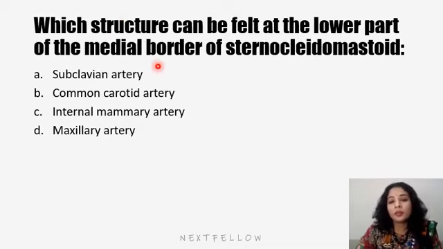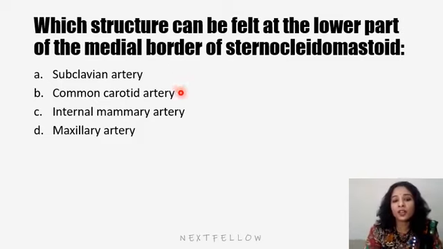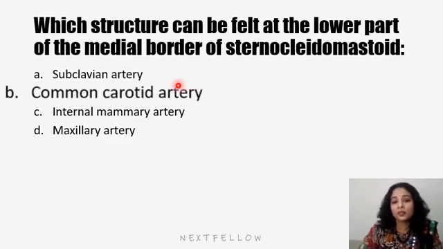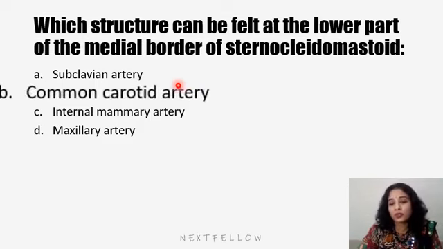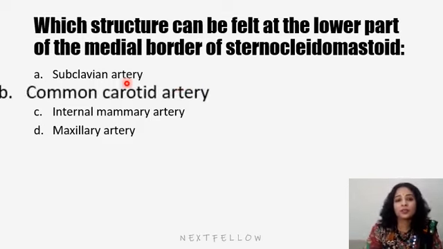Which structure can be felt in the lower part of the medial border of the sternocleidomastoid? At the lower medial border of the sternocleidomastoid, we can feel the common carotid artery. We can feel the pulsations of the common carotid artery, which is pressed against the transverse process of the C6 vertebra. So this completes the sternocleidomastoid anatomy. Thank you.